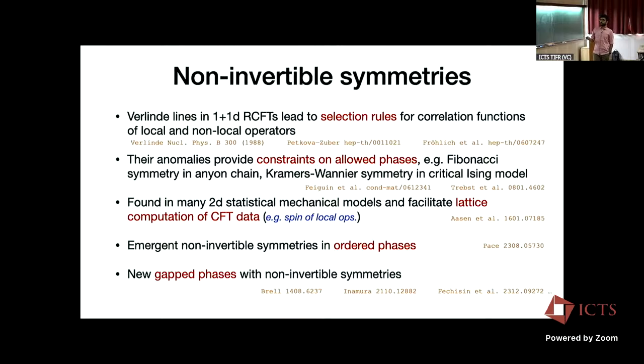There are also non-invertible symmetries not only in these somehow quote-unquote fine-tuned models, they also appear in generic ordered phases as emergent symmetries. And there are new gapped phases that you can construct with these non-invertible symmetries. So basically, whatever you can do with traditional symmetries, you can do with these non-invertible symmetries as well, with some minor caveats.